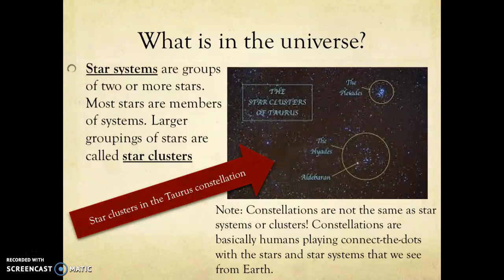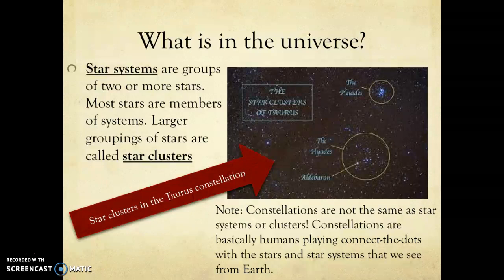What else is out there? Star systems. These are groups of 2 or more stars. Most stars are members of systems, and larger groups of stars are called star clusters. And in the picture you can see some clusters, and those are the ones that are circled.